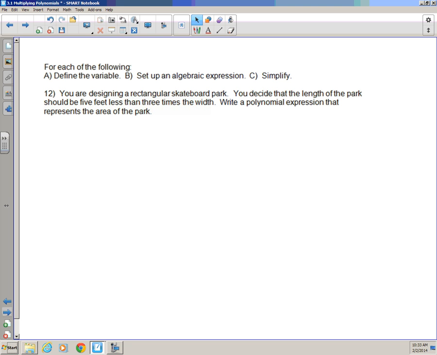So you are designing a rectangular skateboard park. You decide that the length of the park should be 5 feet less than 3 times the width. Write a polynomial expression that represents the area. Okay, so we need to find the area. Area we know is length times width. We know least about the width. I'm going to actually draw a picture.